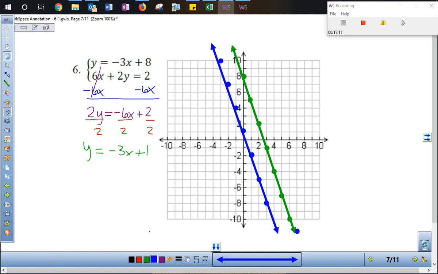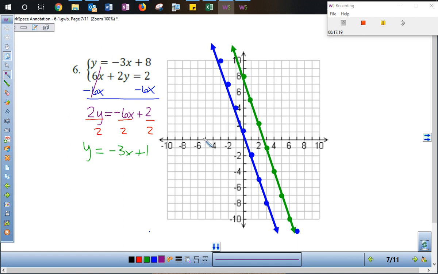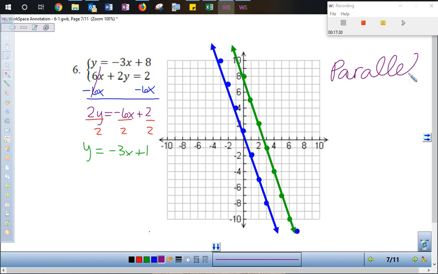Now, when I connect it with a straight edge, hopefully you can see that these two graphs are not getting any closer or any further apart at all. In fact, they're running right next to each other, and that's, remember, what we call parallel lines.